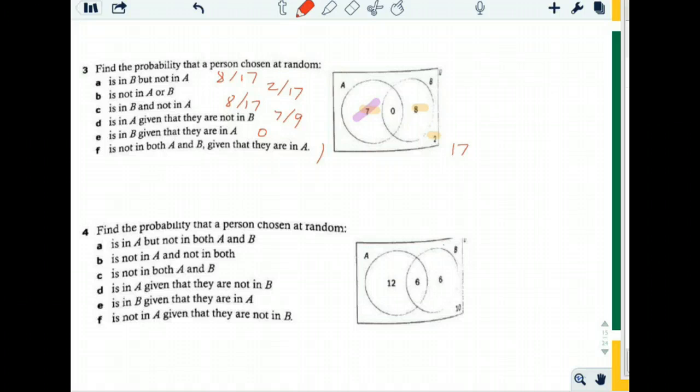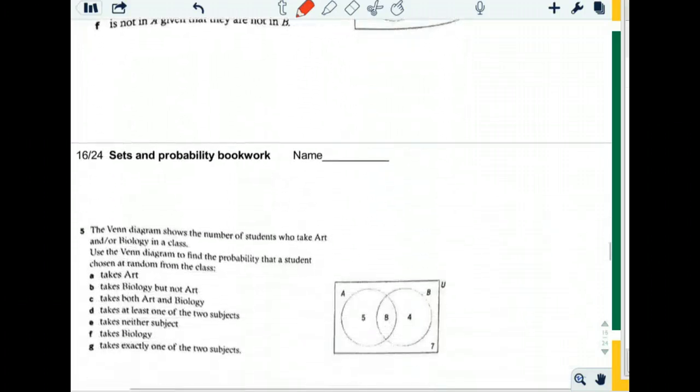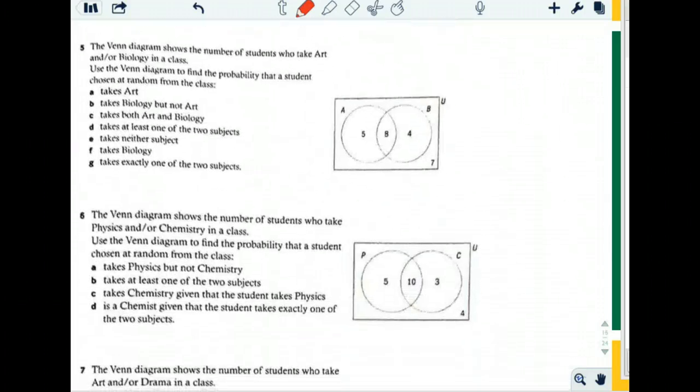Okay, let's move down to 5. The Venn diagram shows the number of students who take art and or biology in a class. Use the Venn diagram to find the probability that a student chosen at random from the class takes art. The total people in the class is 24 if I add 5 plus 8 plus 4 plus 7. And the number of people that take art is going to be these 5 and these 8. So that would be 13 out of 24.